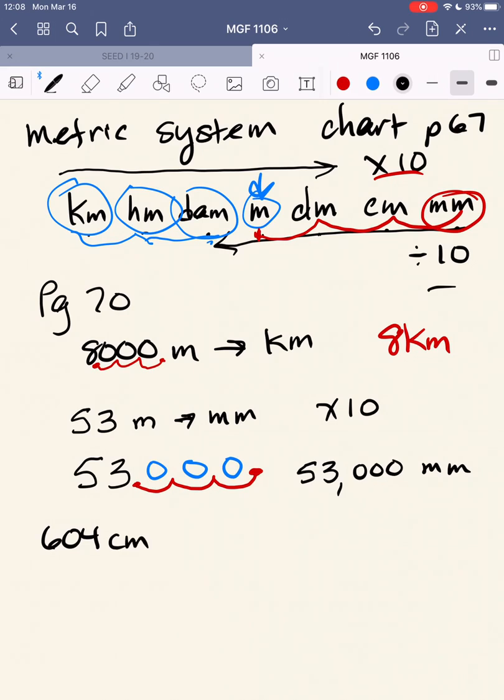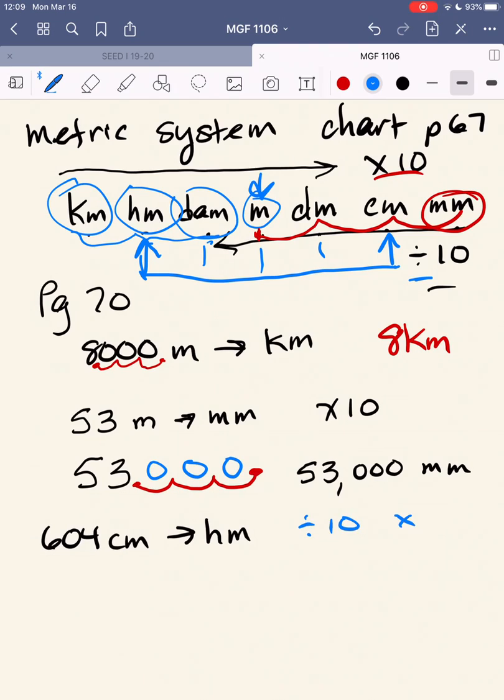If I look at part C, I want to go from 604 centimeters to hectometers, which means, according to my chart, I'm going from centimeters to hectometers. I only have 3 colors, guys, sorry. I'm moving from here to here, so I'm dividing by 10. I'm moving over 1, 2, 3, 4 places, so I have to divide by 10 4 times.